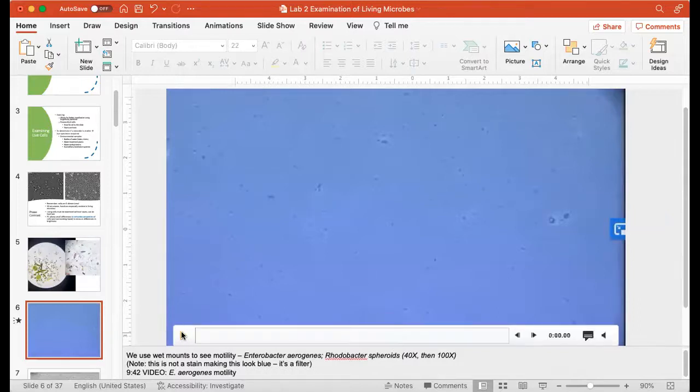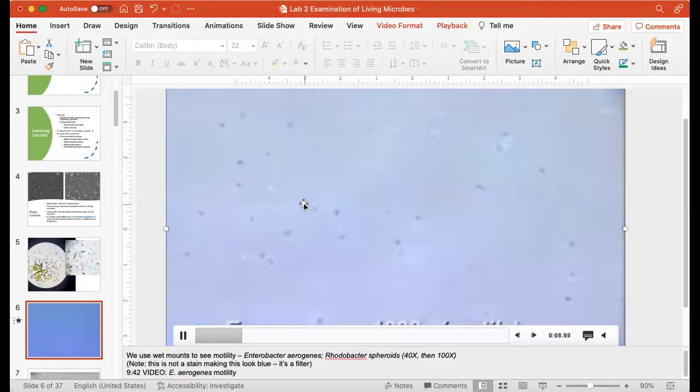All right. Now take a look under the 40x lens. Can you see the motion? These bacteria are swimming. Now I've moved up to the 100x lens, so I have more detail. Look at those little buggers swimming around. Now you'll notice that some of these cells look dark, look black, but some of them look white. Can you see that?